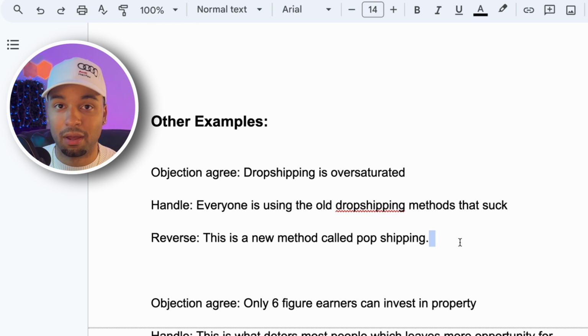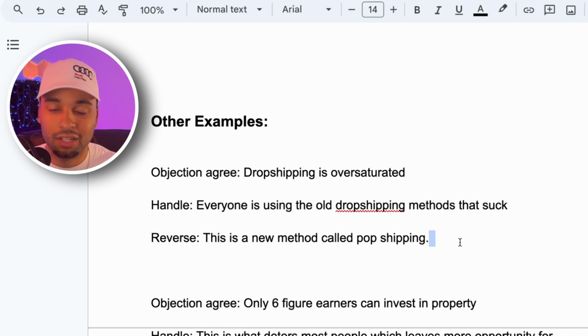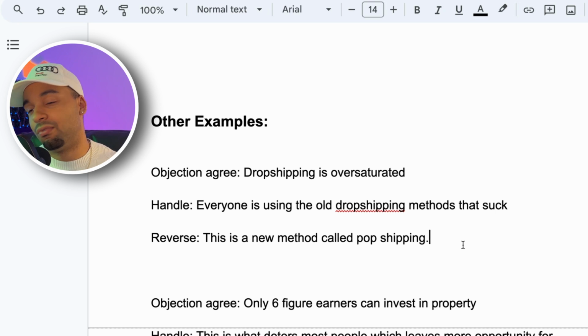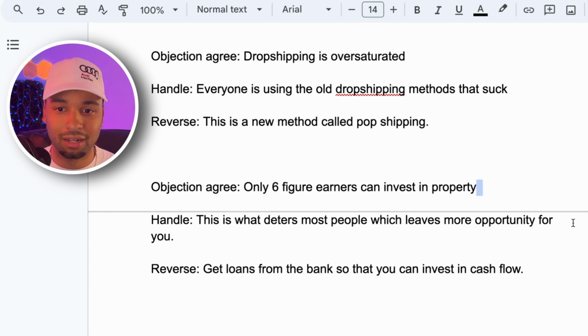Imagine if you got an email saying drop shipping is oversaturated. And everybody's like, oh no, he's saying drop shipping is oversaturated. Let me go read this email. "Dropshipping is oversaturated, but this new model of dropshipping is untapped." Man, bro, right there. That's what I'm talking about. You're doing whatever that email tells you. You're clicking on that link.